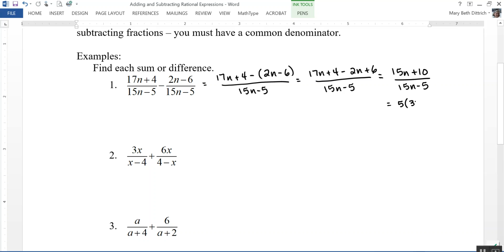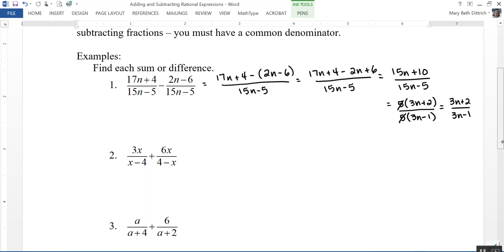So that's going to give me 3n plus 2. And let's factor a 5 out of the denominator. That's going to give me 3n minus 1. And now I can cancel those 5's. And my result is going to be 3n plus 2 over 3n minus 1.